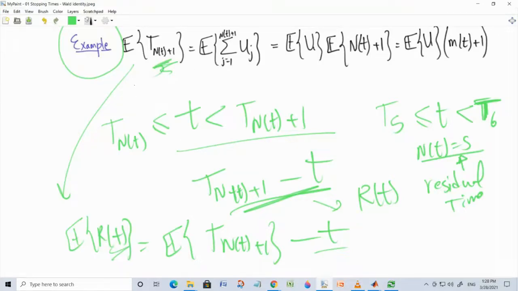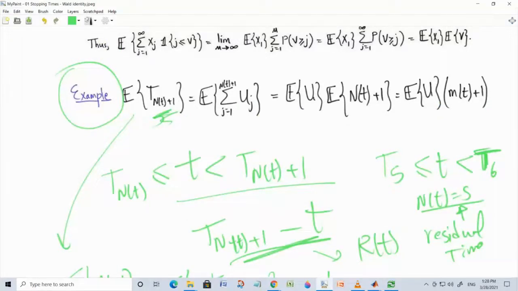We need to compute the first moment of this guy. Okay, so what is this guy? It is the occurrence of event N(t)+1. Well, it is a sum of interarrival times from 1 to this index here, which is N(t)+1. The challenge here is that the upper limit of the summation is itself a random variable. But it is not just any random variable. It's the random variable N(t)+1.